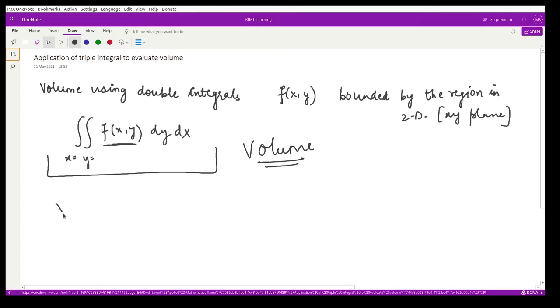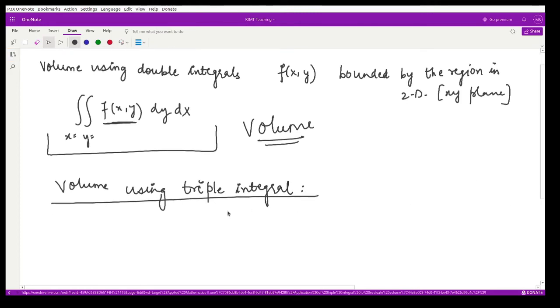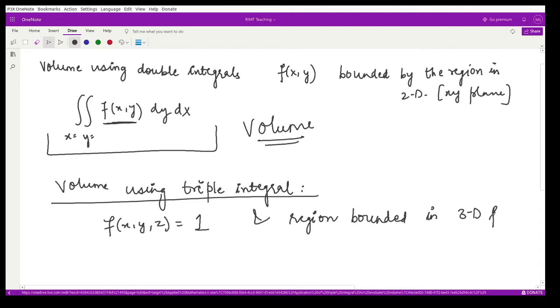But how do you calculate the volume using triple integrals? Your triple integrals also represent the volume. How? You just take the function f of x, y, z to be equal to 1, and you define the region bounded in three-dimensional space, not plane, space.